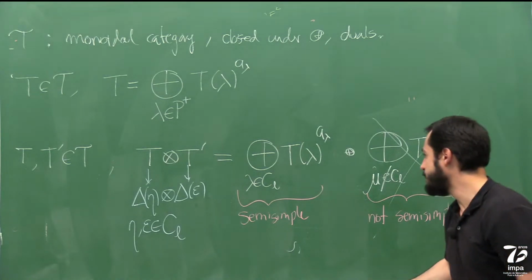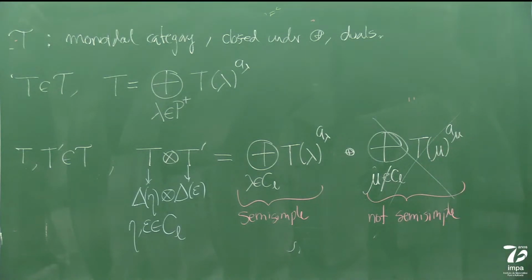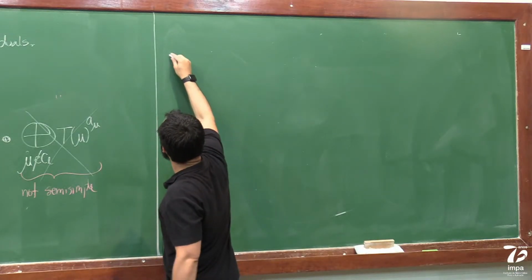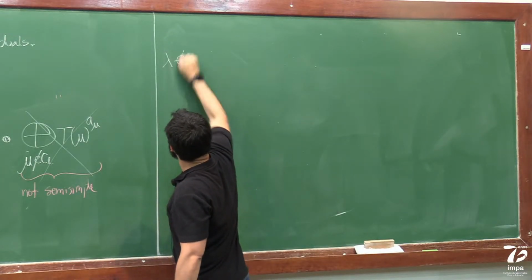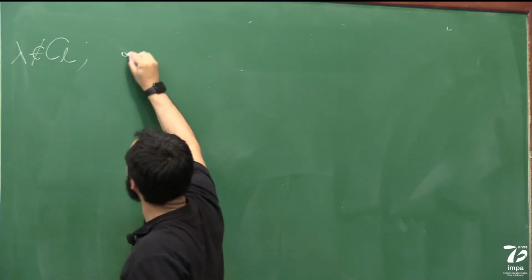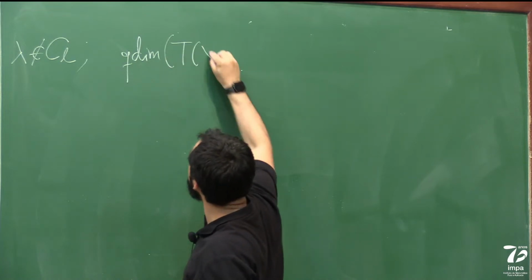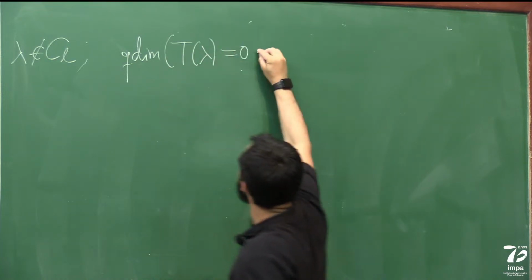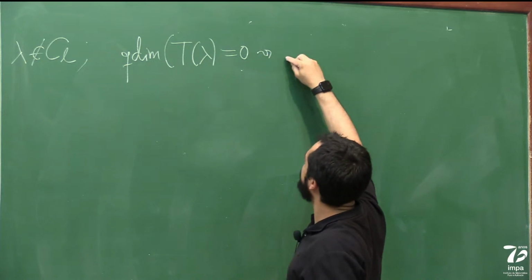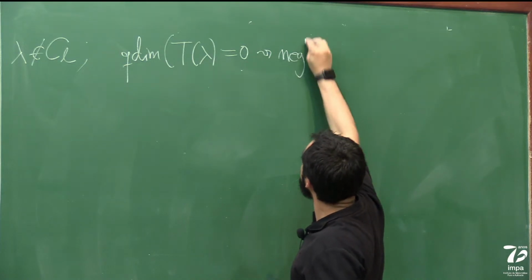And there is a nice property which allows me to erase this non-semi-simple part. There is something called the quantum trace or the quantum dimension, and if lambda is not in the principal alcove, the quantum dimension or categorical dimension of this tilting module is 0. These modules are called negligible modules.